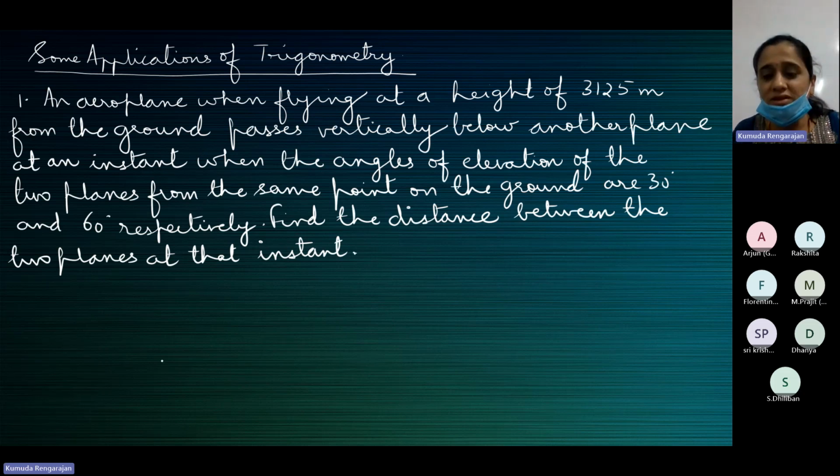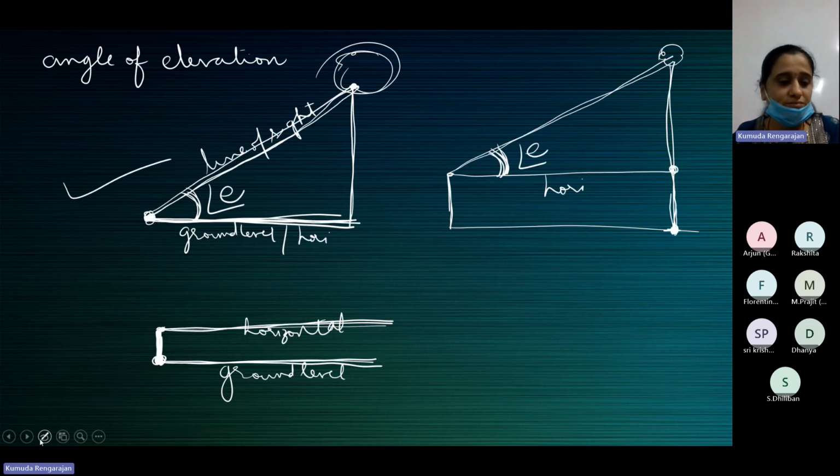Now coming to this question, children. So that's about a line of sight, horizontal, angle of elevation, angle of depression. All right, that's it. Now see this: an aeroplane when flying at a height of 3125 meters from the ground.